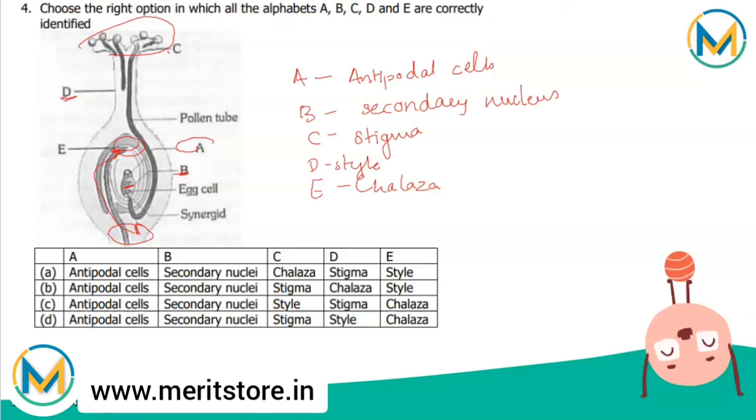Now looking towards the options where we have A as antipodal. In all the options we have A antipodal and B secondary. Now look at C, stigma, we want. C stigma is there in option B and in option D. Then D we want style. It's there only in option D, and then E chalaza. So the correct answer for this question is option D.